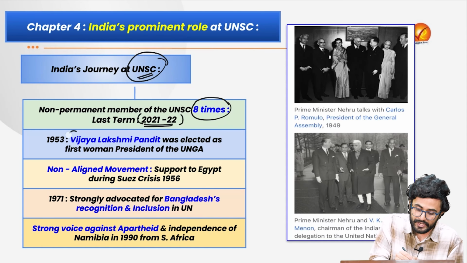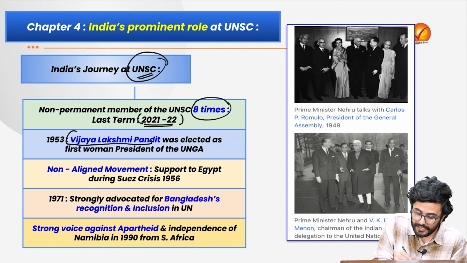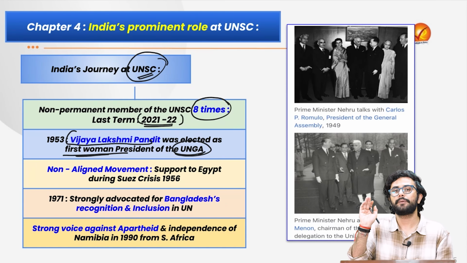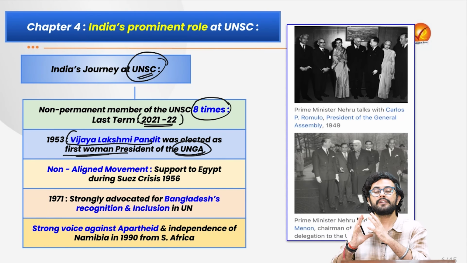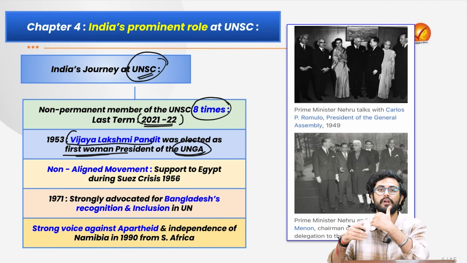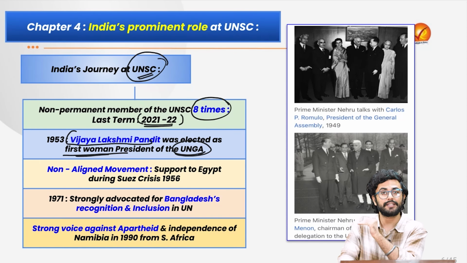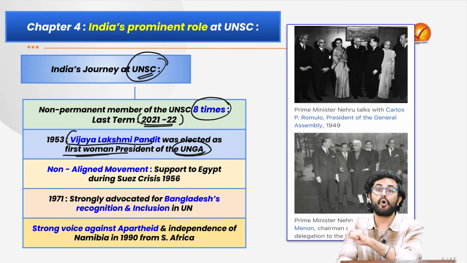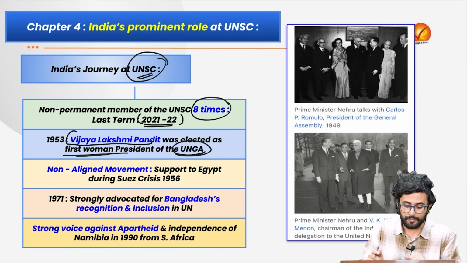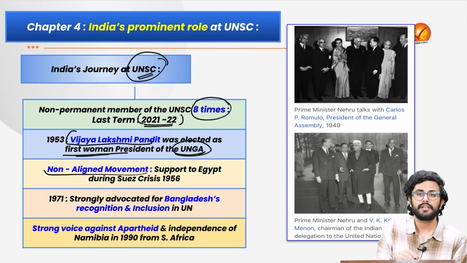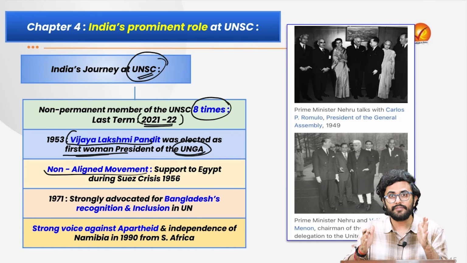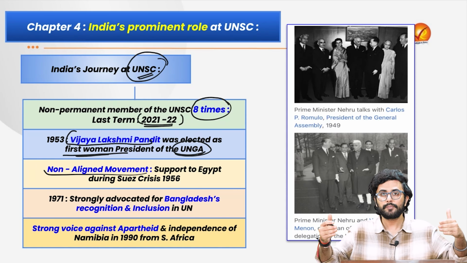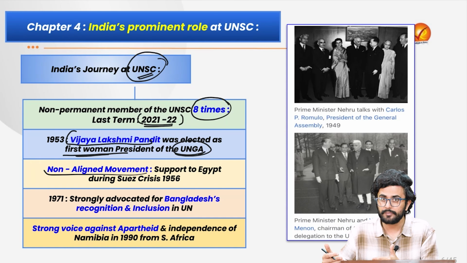Keep this in mind that in 1953, given the kind of global clout which we had at that point of time, Vijay Lakshmi Pandit was actually elected as the first woman president of the United Nations General Assembly. Then, through various international forums and initiatives which we had at that point of time, we tried to act as the voice of the Global South. First example of that was the non-aligned movement, where we did not ideologically align with any country, either USSR or USA, which was taking place in the backdrop of the Cold War.